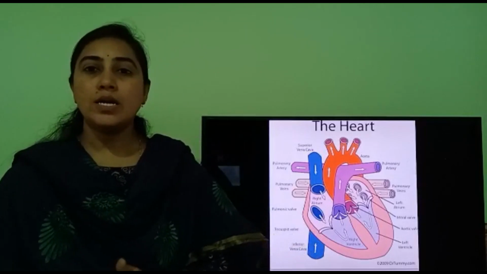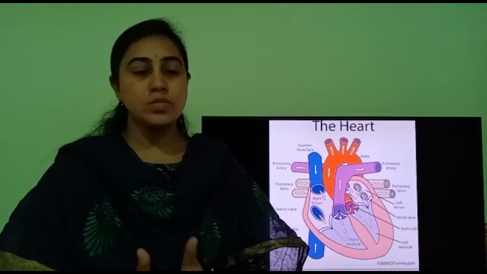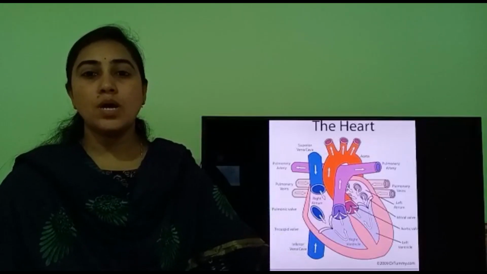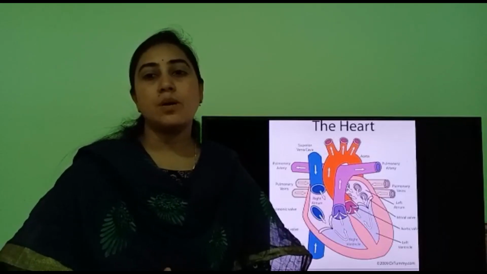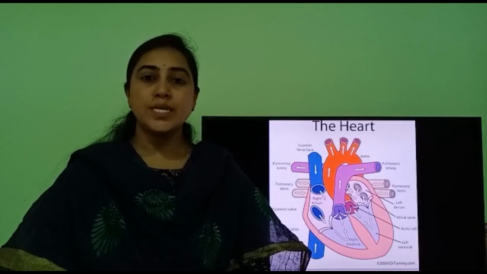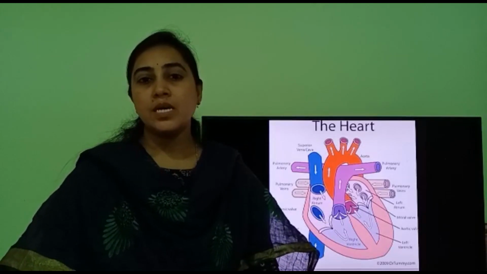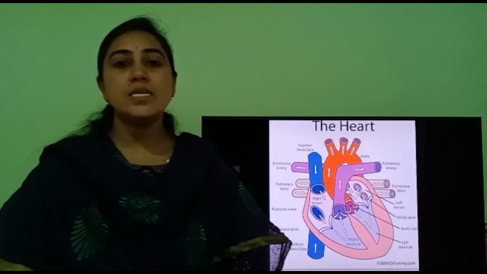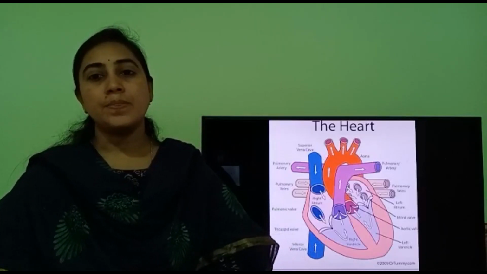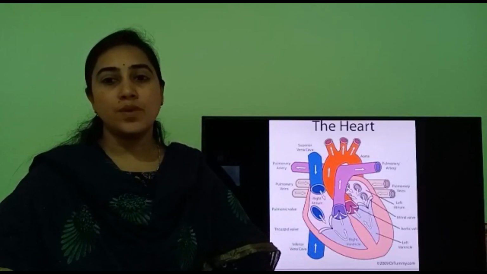Atria, we already learned, are the upper two chambers. Atria are thin walled, and these are receiving chambers. The two atria are separated by a thin interatrial septum. In the fetal heart, the atrial septum has a small pore which is called the foramen ovale.